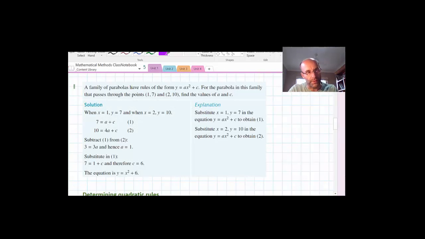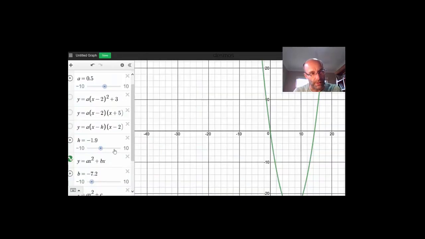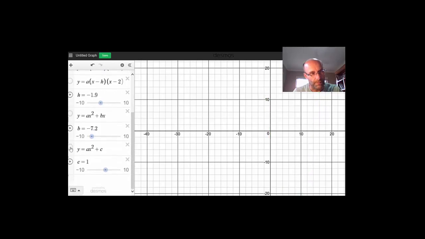To clarify, just some quick examples here. Pause the video or replay them if I've skipped over too quickly for you. We've got a family of parabolas that have the form y equals ax squared plus c. For the parabola in this family that passes through these 2 points, find the values of a and c. Okay, so let's graph that first. So we've got ax squared plus c, and I've got that further down here.